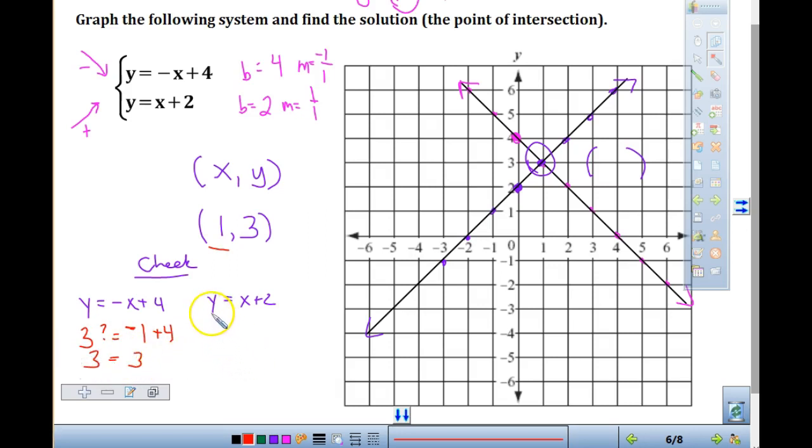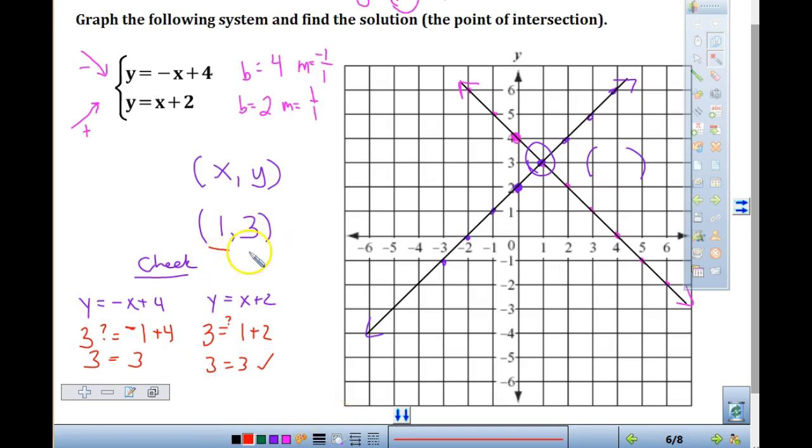So next, Robert, I'm going to go to the second equation. So I went to this y equals x plus 2. My y coordinate in my answer was what? 3 equals, my x coordinate is 1 plus 2. And 3 does equal 3. So it checks.